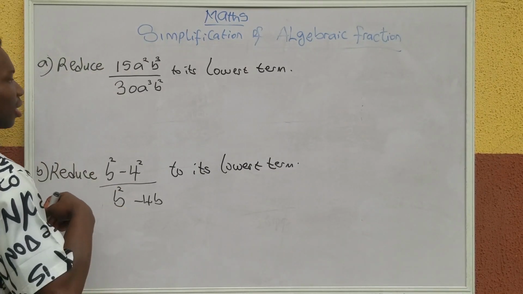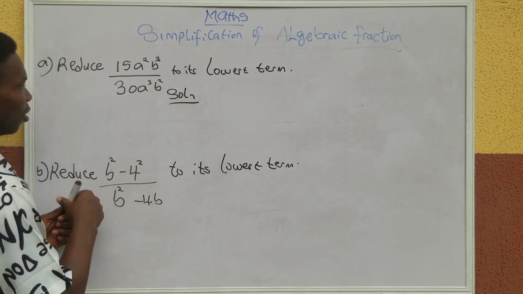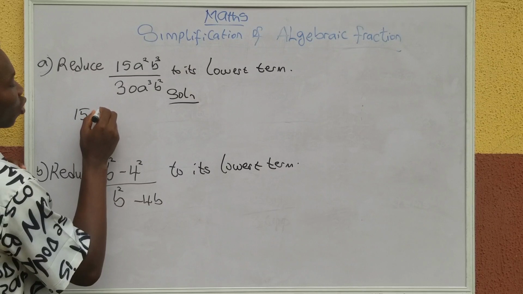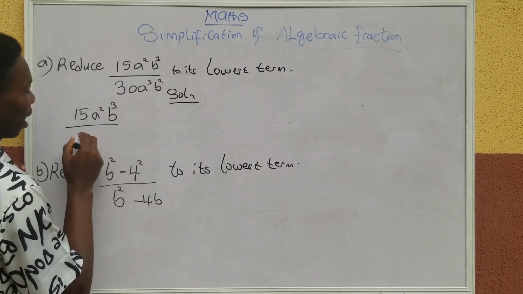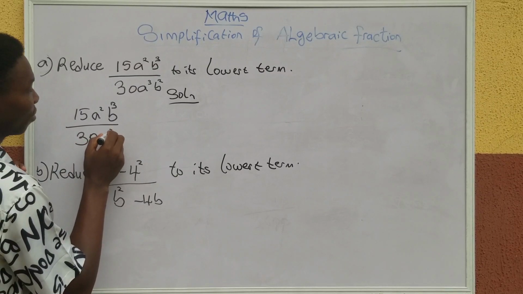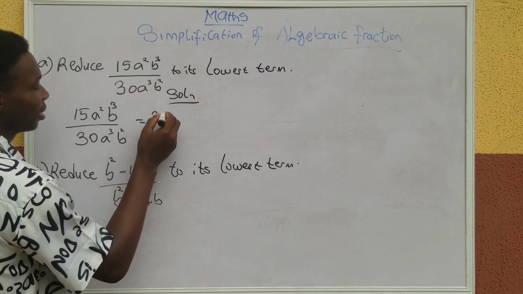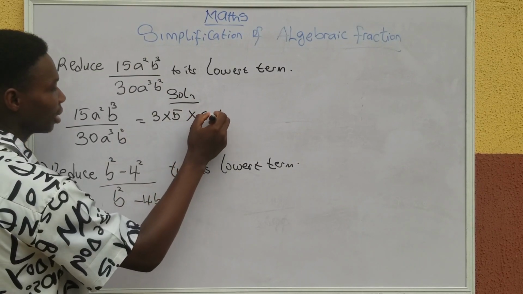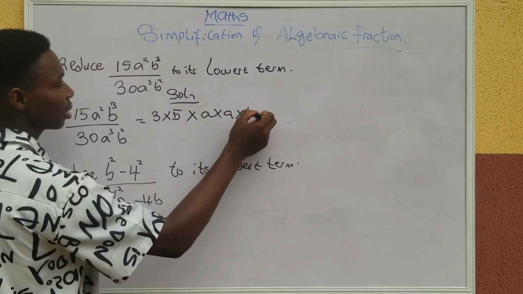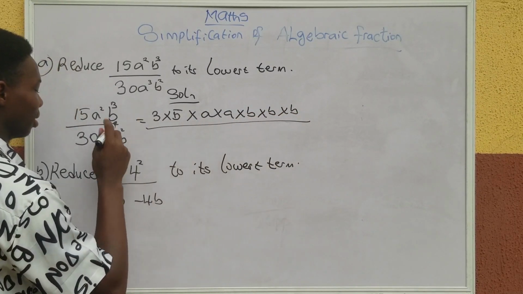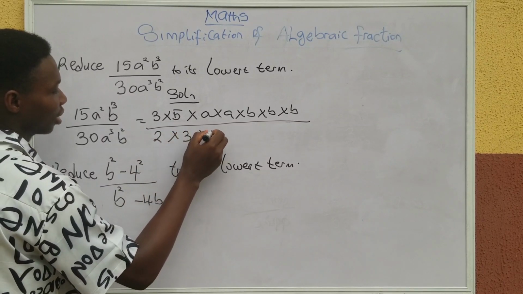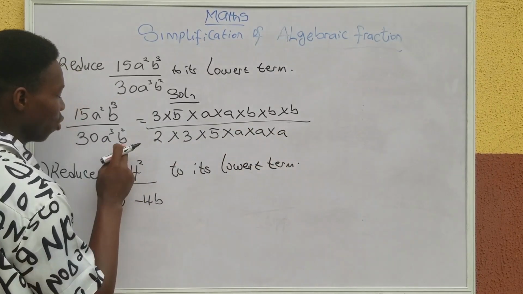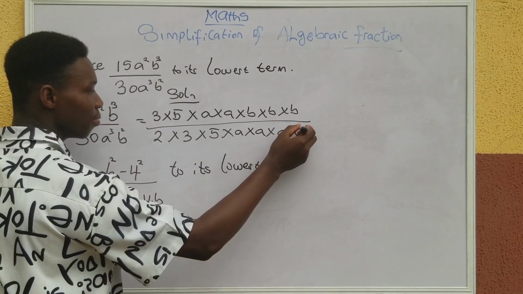First thing you do here is look for the product of 15 and the product of 30, and they are the same thing as 15a squared b cubed all over 30a cubed b squared. This is the same thing as 3 times 5 times a times a, times b times b times b, all over 2 times 3 times 5 times a times a times a, times b times b.